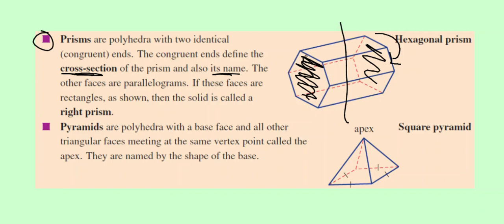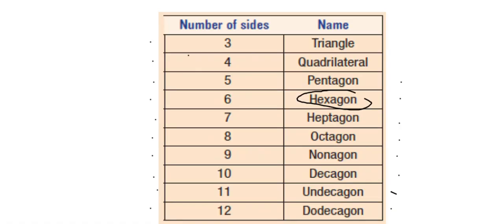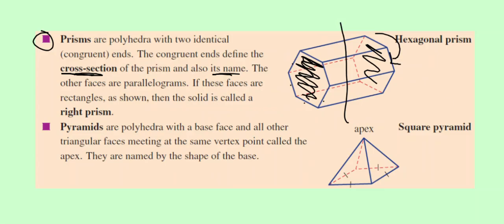So in this case, we've got 1, 2, 3, 4, 5, 6 sides. If we go to our table here, 6 sides is a hexagon. But when we label this particular shape, we're going to call it a hexagonal prism. Does that make sense? So that's all you've got to do for the prisms.